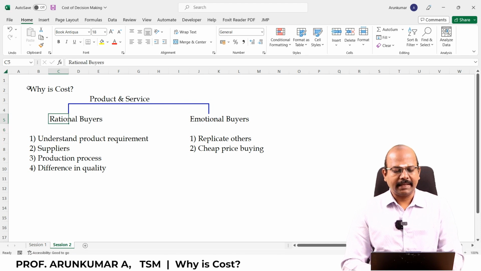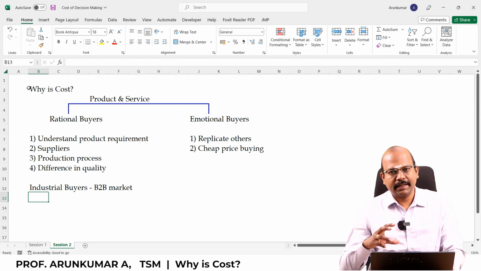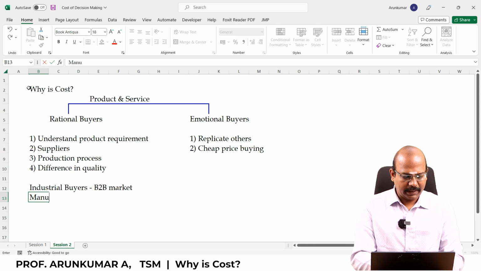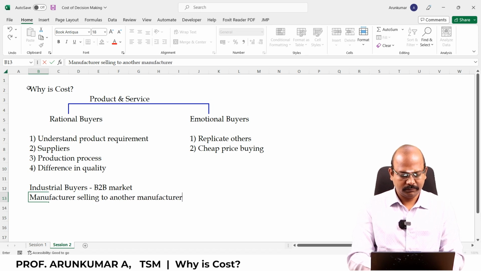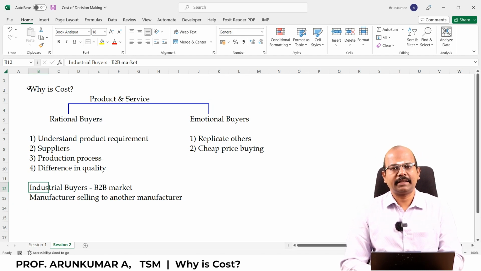So why this classification is required, I will explain with some examples also. Rational buyers mostly will be industrial buyers. Industrial buyers in the sense it is like the B2B market. In management concepts, this is called the B2B market. That means a manufacturer selling to another manufacturer. This is the B2B market. So here the buying will be rational buying.